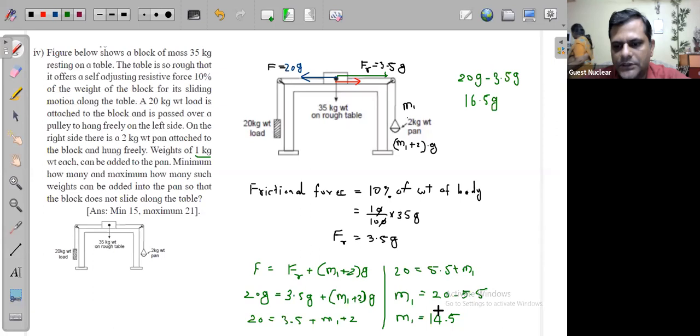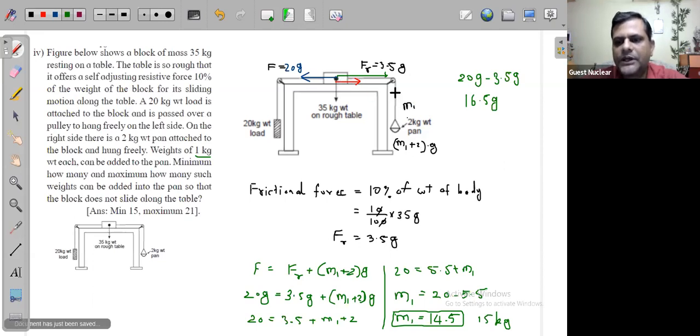So we can just conclude that since 14.5 is the value of m1 here, but since we don't have the mass of 0.5 kilogram, we can just add this 15 kilogram in the pan so that it will be at rest. तो उसके लिए उसको रेस्ट में रखने के लिए हमको 15 किलोग्राम मिनिमम डालना पड़ेगा, और मैक्सिमम कितने डालना पड़ेगा तो वो निकालने के लिए let us consider this same diagram once again.